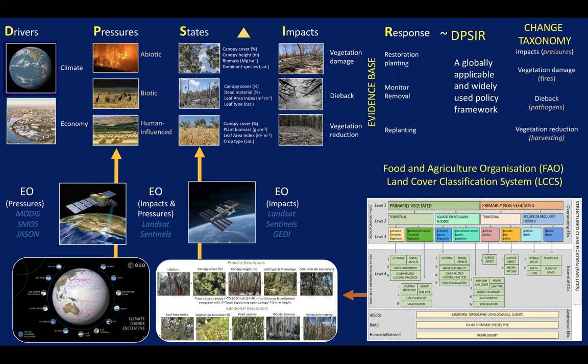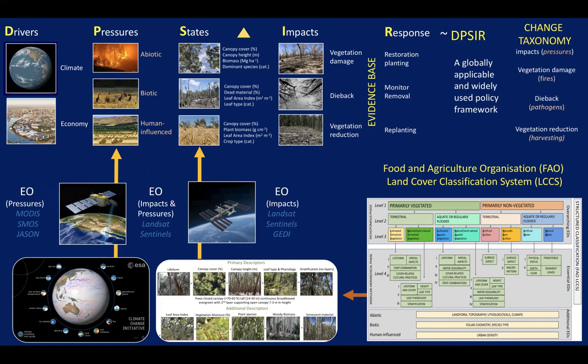So what you then do is start to say, well, what am I going to do about it? That's the response. But the nice thing about this is that you might have this response, and we want to say what caused it in the first place. You have this connection between the impacts and the pressures. So a dieback, and I'll show you in the next slide, might be due to abiotic, biotic, or human influence pressures. So we take other evidence to look at those pressures as well, and that all connects through to the FAO LCCS.